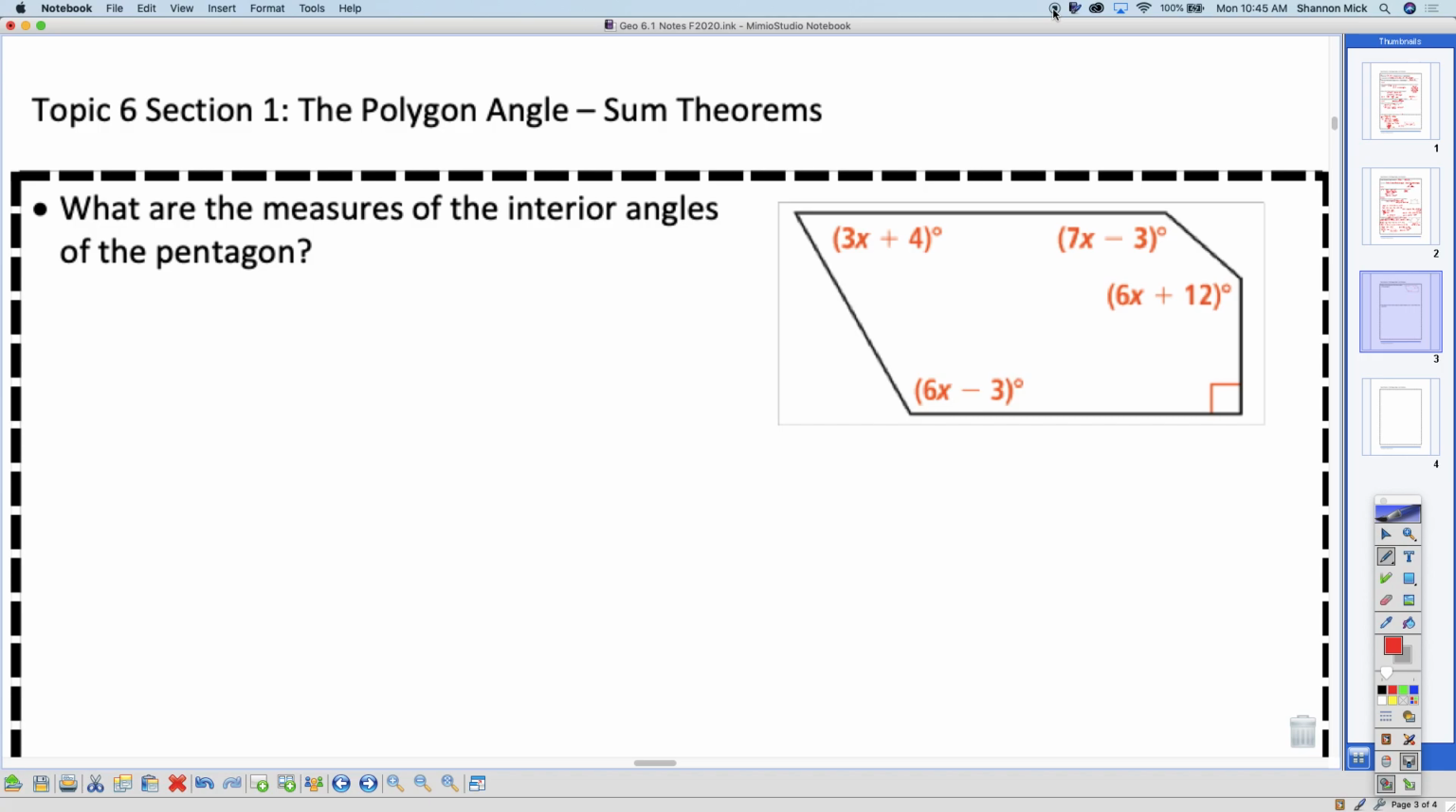You start this off. You would have to find the sum of the interior angles. How many sides is this? 1, 2, 3, 4, 5. So 5. So what is the formula for the sum of the interior angles?